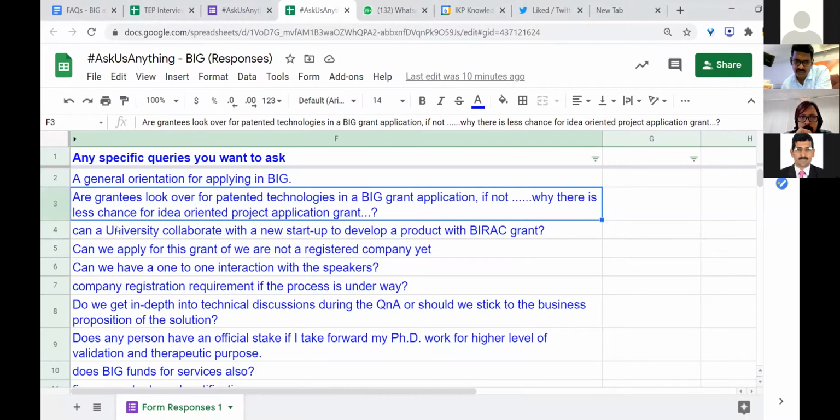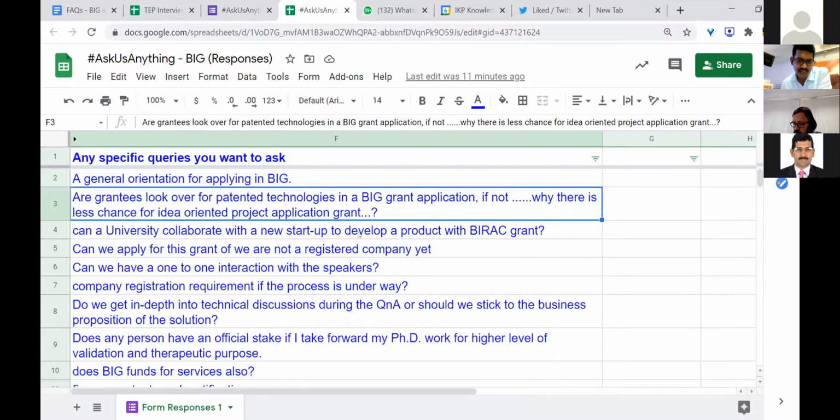Okay, now I will go through the questions. In the BIG application, will they be looking for patented technologies? Yes, if there is a patent, it is very nice, but it is not an absolute requirement. As I mentioned, if you can claim the features which you are going to protect through your IP, that is sufficient, and you should be able to defend the novel features you have. This novelty will be covered under multiple things, and will also strengthen your business case. In IP, you can mention the novelty as well.